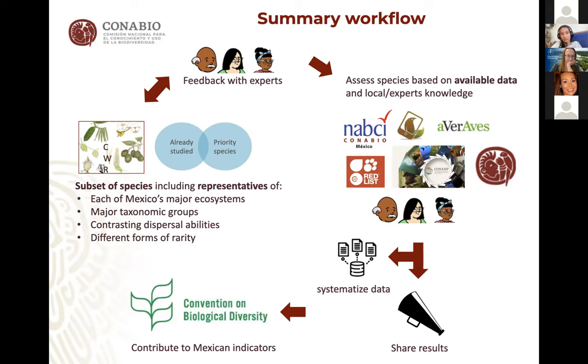We are creating this list with the feedback of experts, and we are assessing the species with very different types of data sources, including proper genetic data, but especially local knowledge on the abundance of the species and also other assessments that have been already done before. And with this, we hope that Mexico could contribute to the indicators that are being proposed in the post-2020 framework.